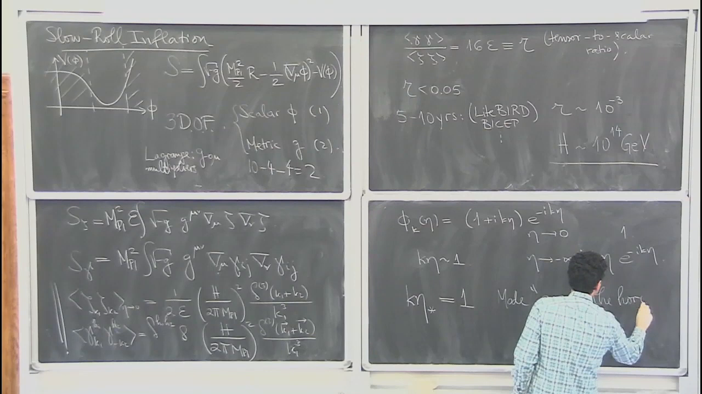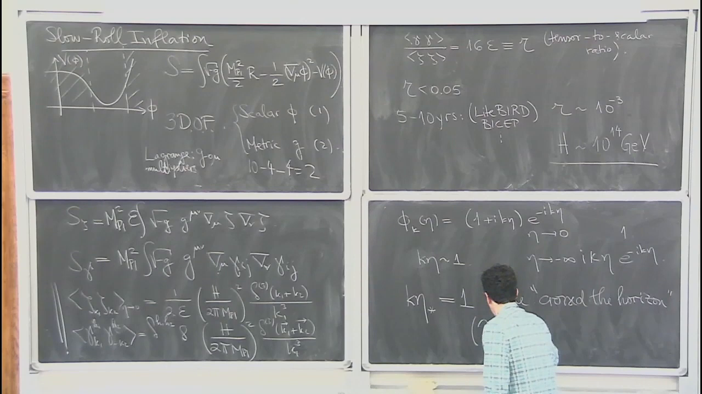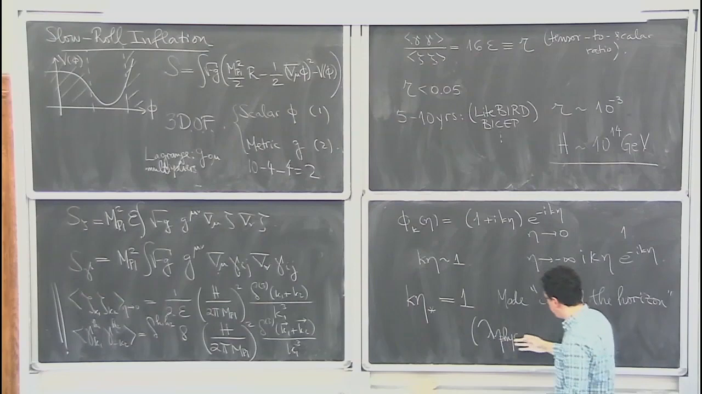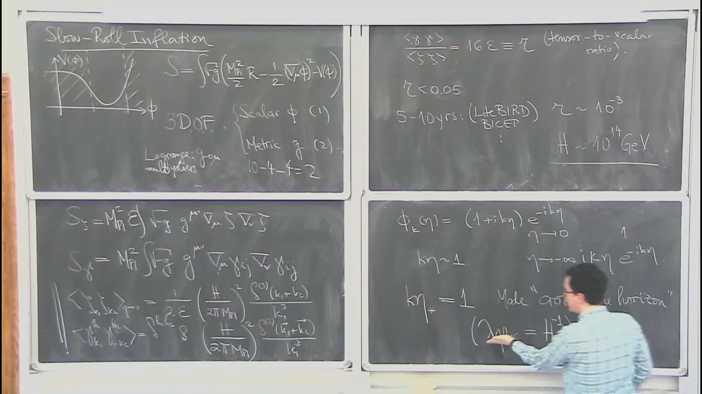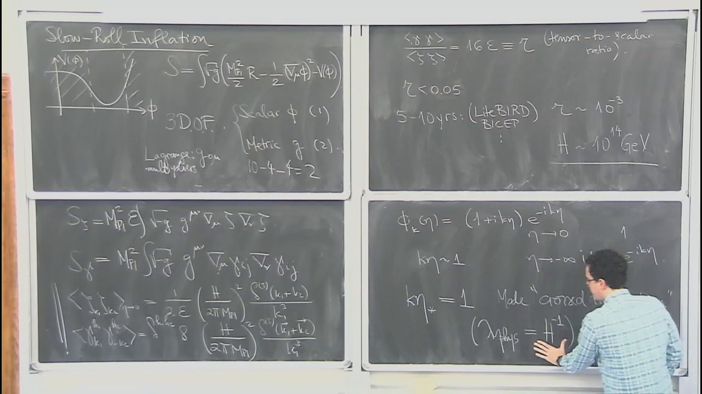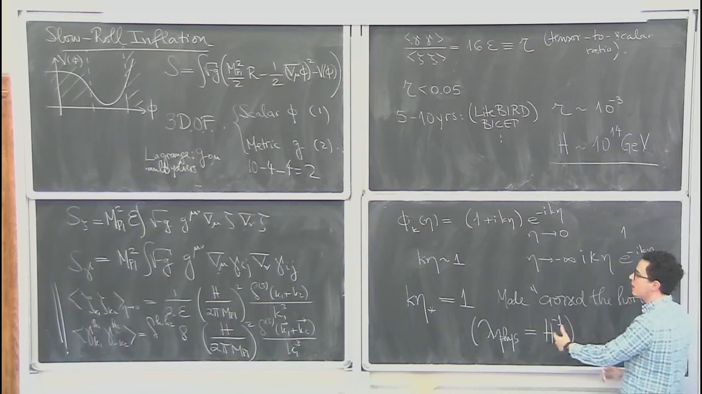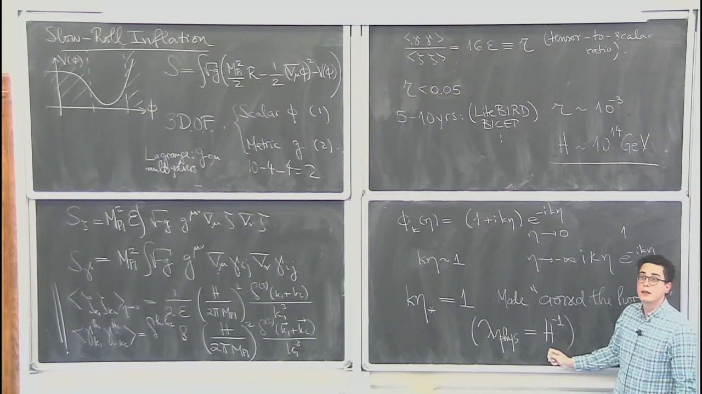What this means is that at this moment, the physical wavelength of the mode, recall that the physical wavelength is being redshifted by the expansion of spacetime, is precisely equal to the Hubble radius. Okay? So for k eta much less than 1, the physical wavelength is much bigger than the Hubble radius, and vice versa. Because the Hubble radius is time dependent now, since we are in inflation, not quite in de Sitter, every mode will cross the horizon and will feel a slightly different value of the Hubble parameter. Is that clear?